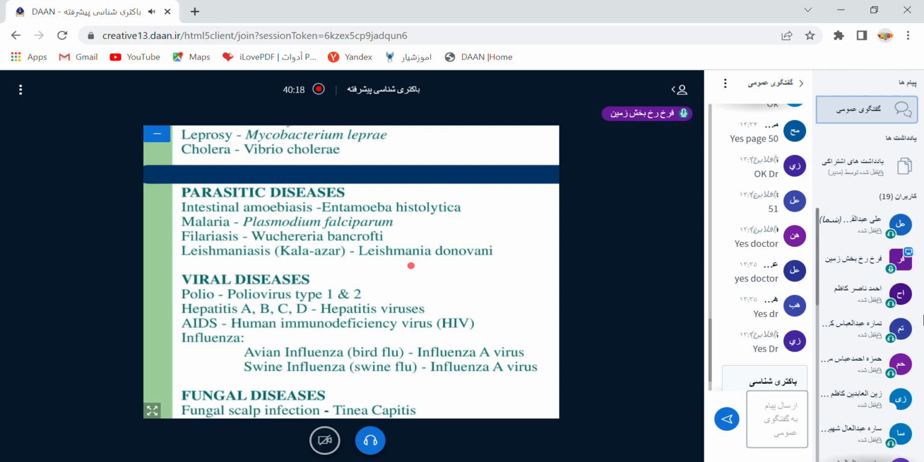But another form, cutaneous leishmaniasis, wants to live in the coldest place of the body, and the coldest place of the body is the skin. So Leishmania tropica remains in the skin and starts the infection.